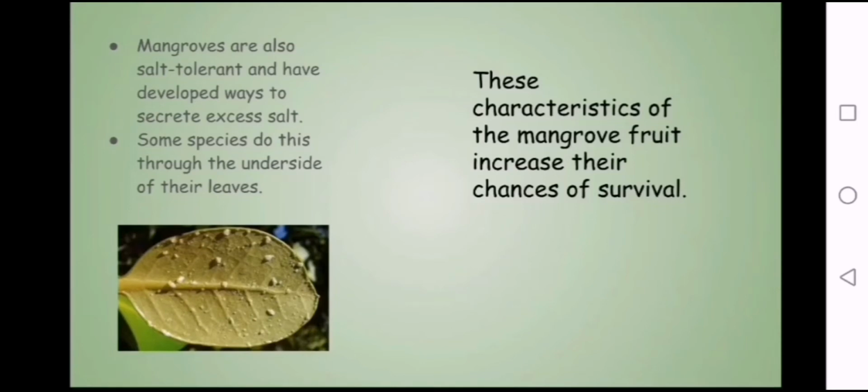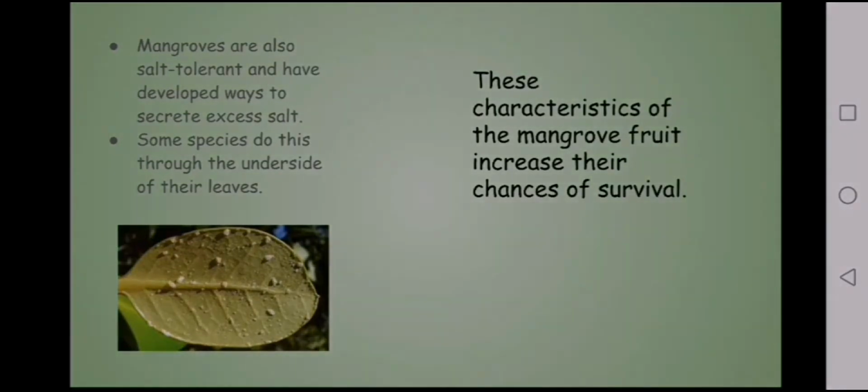Mangroves are also drought tolerant and have developed ways to secrete excess salt. Some species do this through the underside of their leaves.